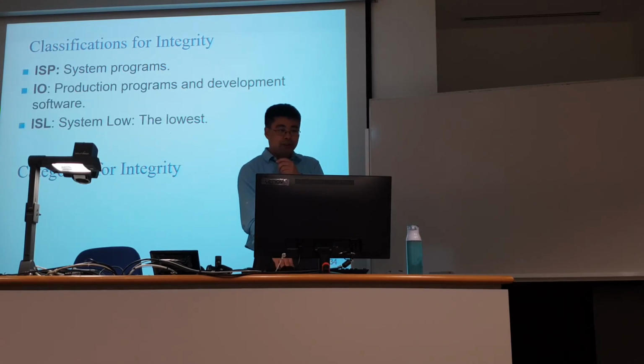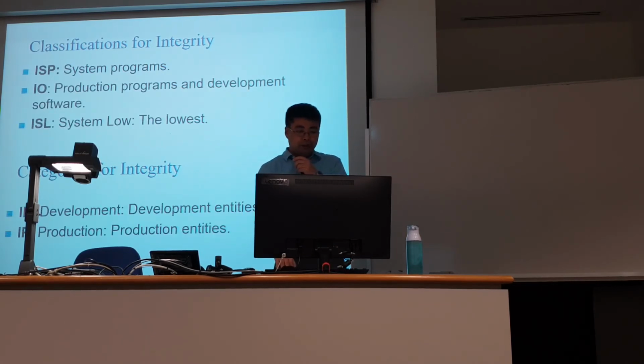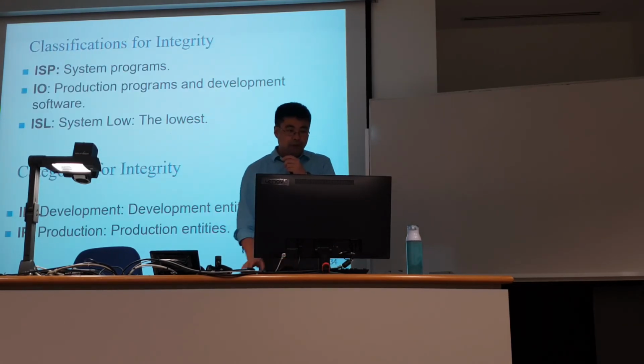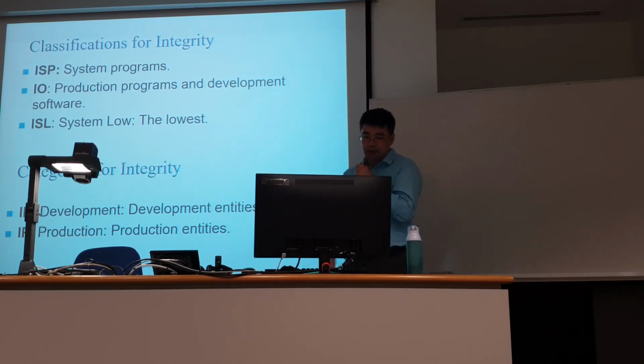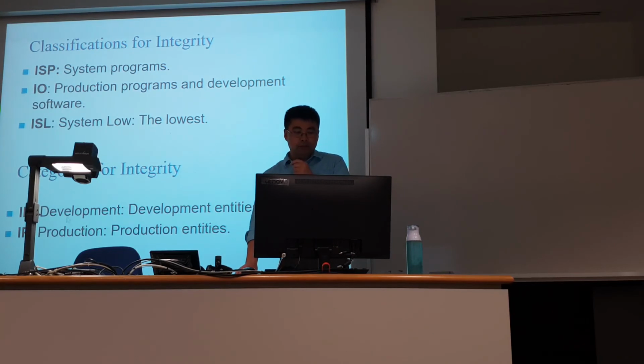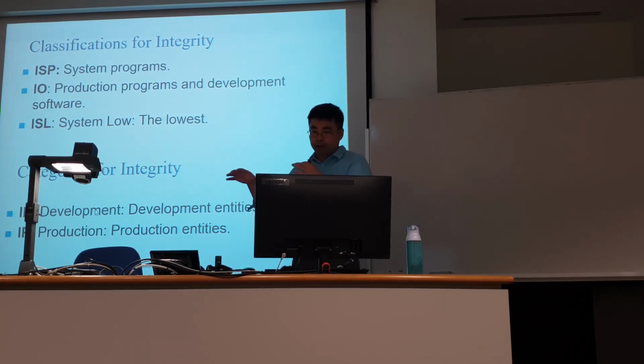But now we assign different labels, right? For integrity, for example, we can have the classifications. System program dominates production program and development software, and then the lowest one is system low, right? For the category, we also have development and production. So in this case, we can define another two-dimensional lattice for integrity.